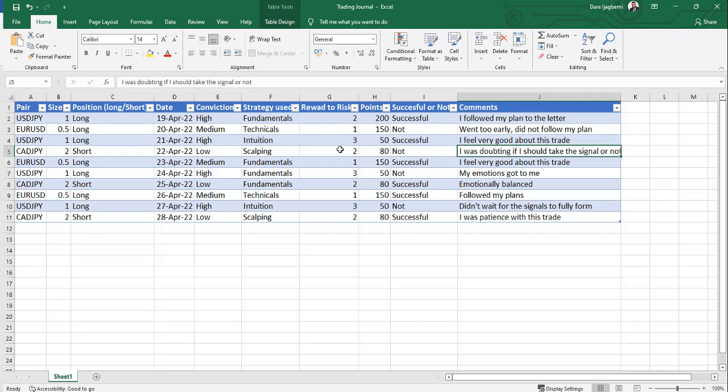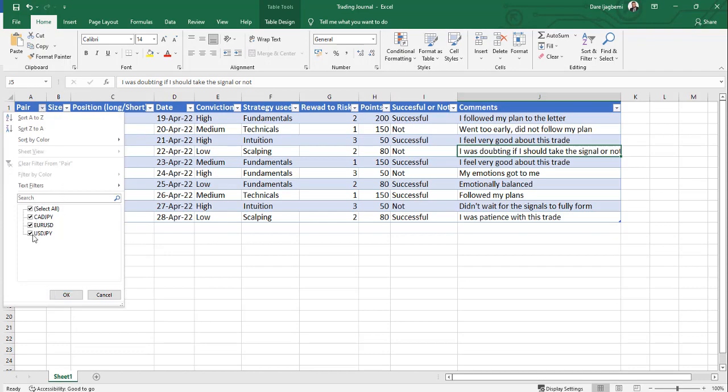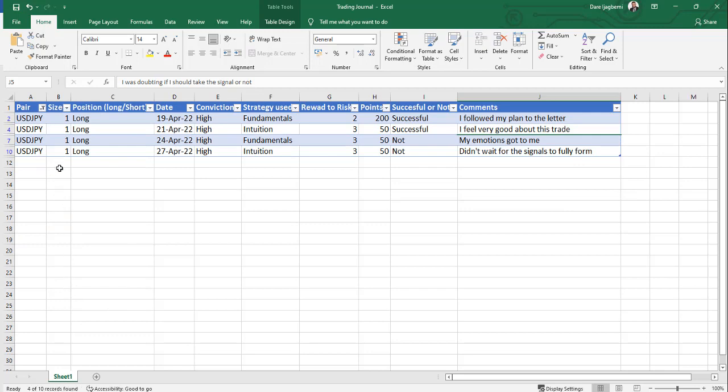The good thing about this kind of spreadsheet is that you can do things like this. For example, you want to see how many trades you took for, let's say, USD/JPY. So you took 4 trades. You used two types of strategy, fundamental and intuition. When you used fundamental, you were successful once, you failed once. When you used intuition, you were successful once, you failed once. 50-50, right? All your trades are long positions, right? So you can do things like that.